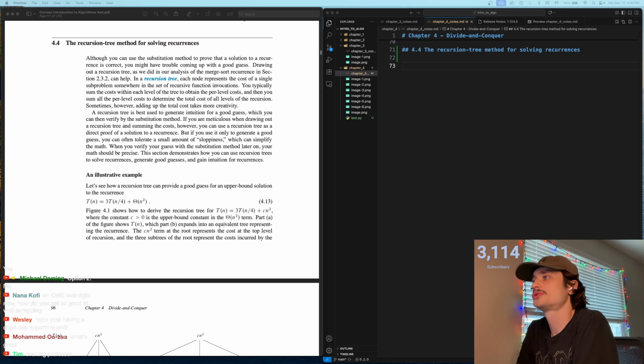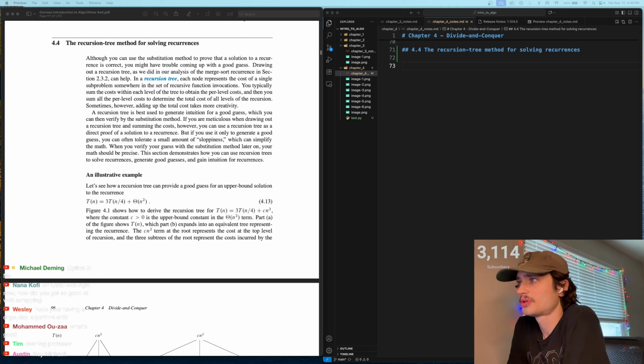Although you can use the substitution method to prove that a solution to a recurrence is correct, you might have trouble coming up with a good guess. Drawing out a recursion tree, as we did in our analysis of the merge sort recurrence in section 2.3.2, can help. In a recursion tree, each node represents the cost of a single subproblem somewhere in the set of recursive function invocations. You typically sum the costs within each level of the tree to obtain the per-level costs, and then you sum all of the per-level costs to determine the total cost of all levels of the recursion. Sometimes, however, adding up the total cost takes more creativity.